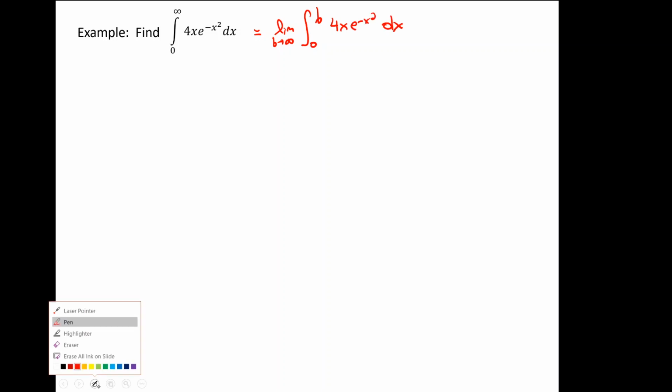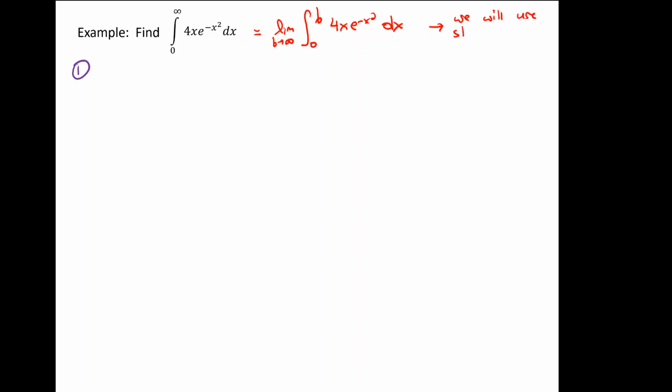Okay, next question. Speaking of bad habits not to get into, I'm going to do the same thing. But what we should do is we should write this as the limit as b approaches infinity of the integral from 0 to b of 4x e to negative x squared dx. But let's not continue from that. We'll just leave that hanging out on its own. And we will use shortcut notation instead.